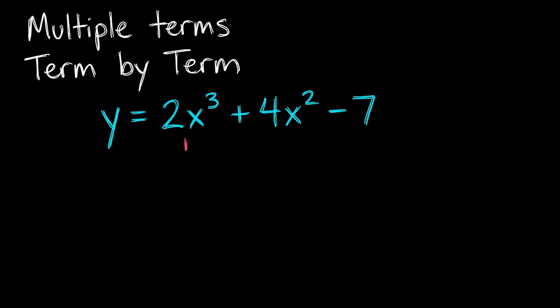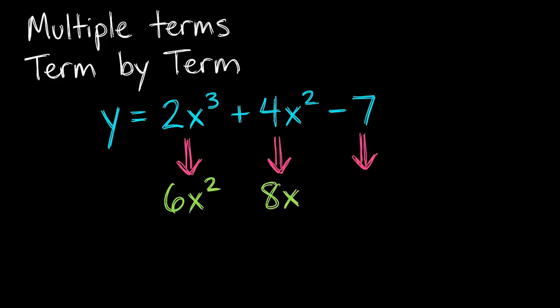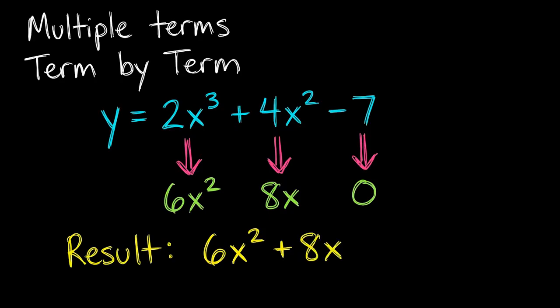When you have multiple terms, differentiation works term by term. Suppose y equals 2x cubed plus 4x squared minus 7. Differentiate each part separately. 2x cubed becomes 6x squared. 4x squared becomes 8x. Minus 7 becomes 0. So the derivative is 6x squared plus 8x.